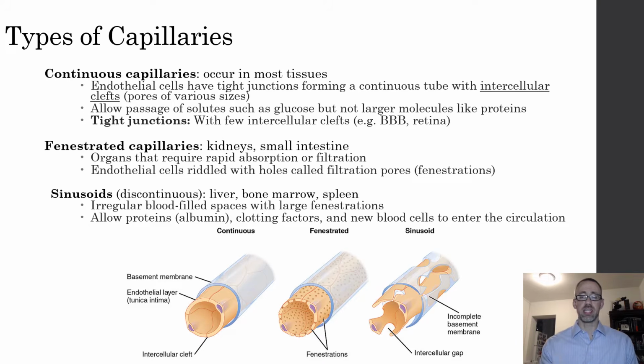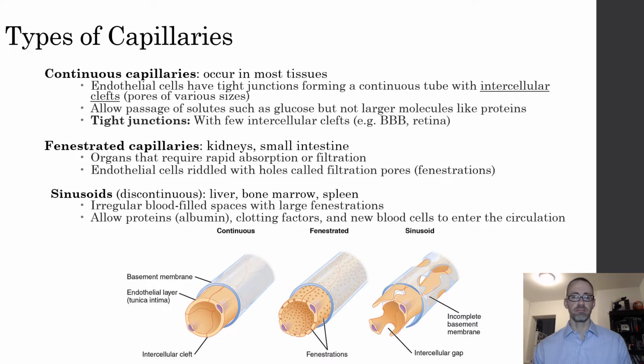And we call this an intercellular cleft, which is essentially a cleft or a gap between 2 cells. And they can vary slightly in sizes from one type of continuous capillary to the next. Some continuous capillaries have more pores than others. But the important thing is that these only allow the passage of very small solutes like glucose or sodium chloride, for example, whereas things that are larger, like proteins, would be excluded.